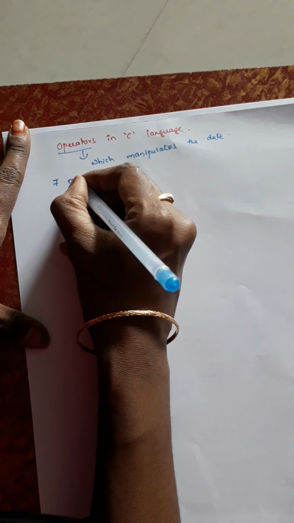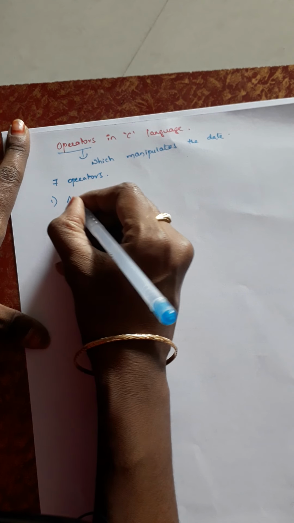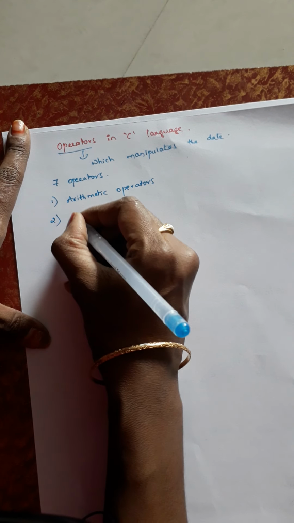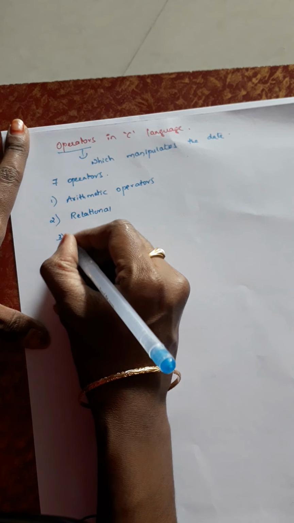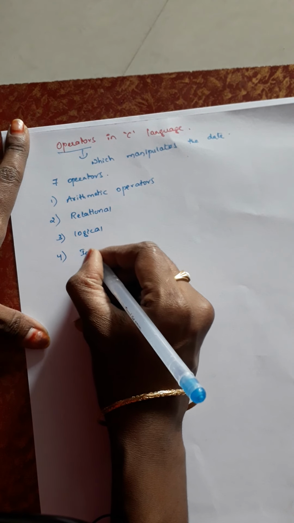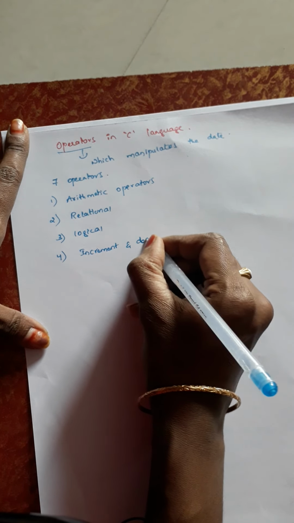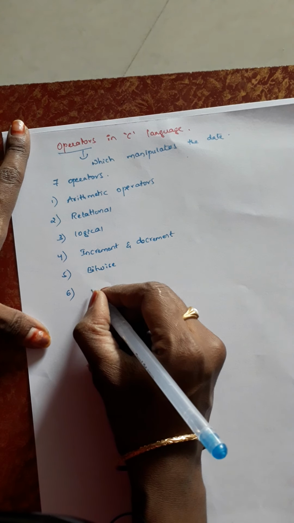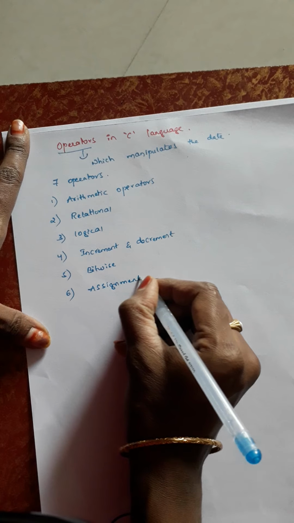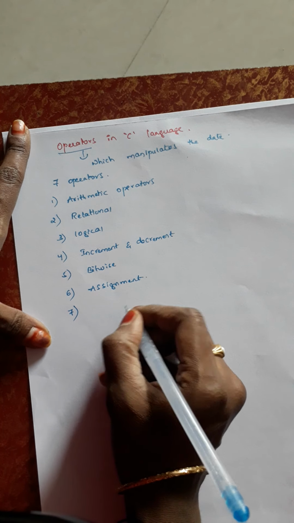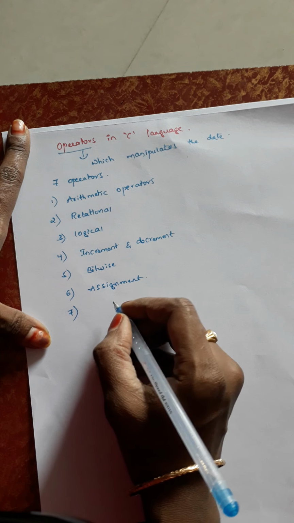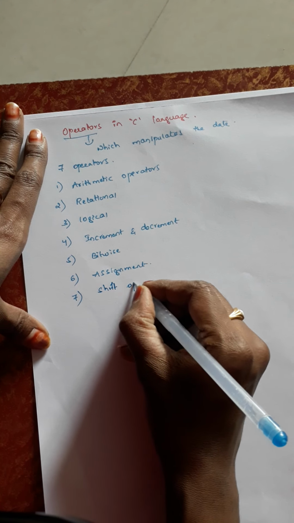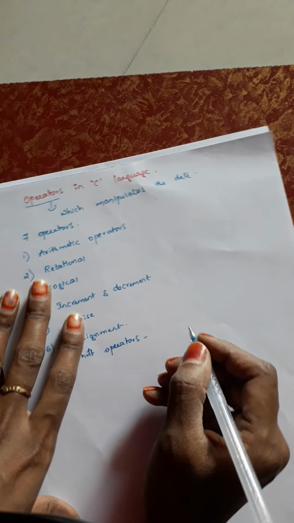Here in C language we have 7 different types of operators. They are the arithmetic operators, relational operators, logical operators, increment and decrement operators, bitwise operators, assignment operators, and shift operators. Okay, now let us discuss each one.